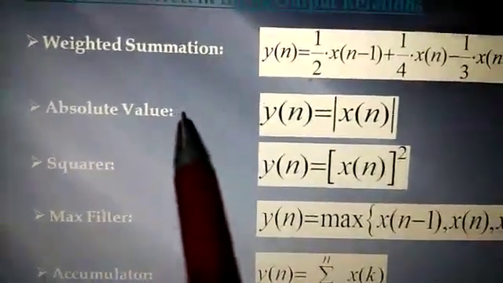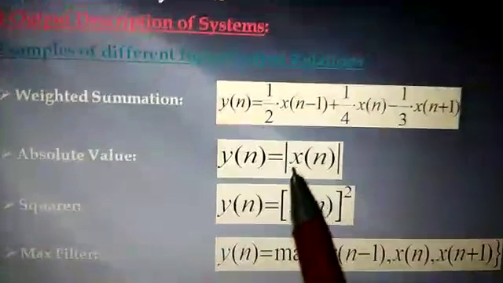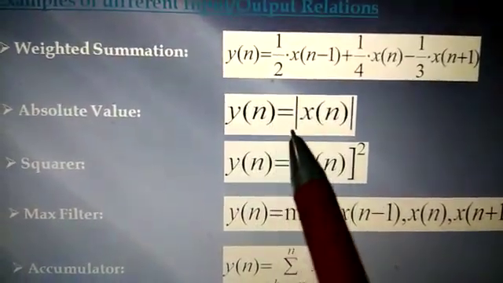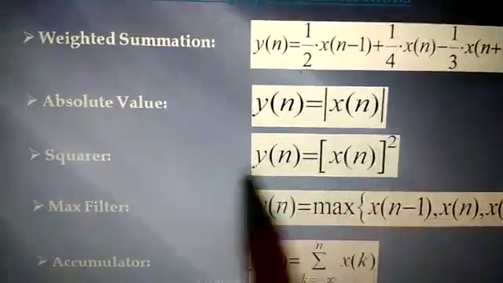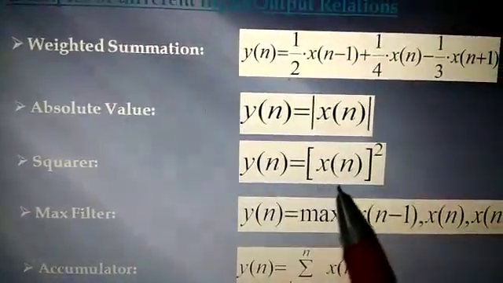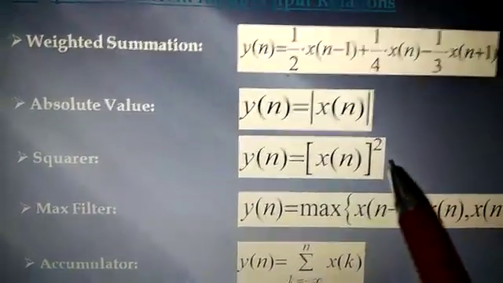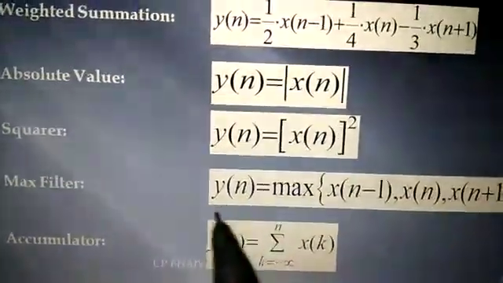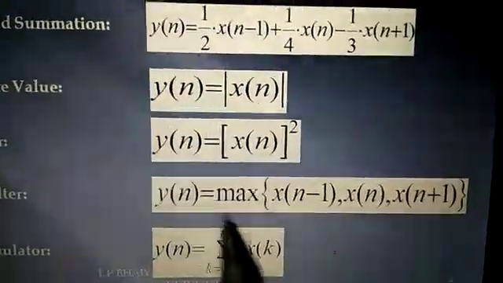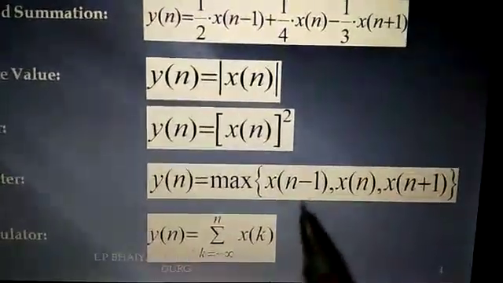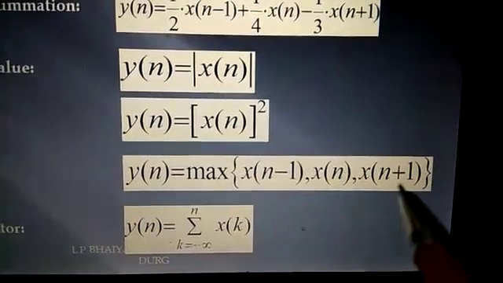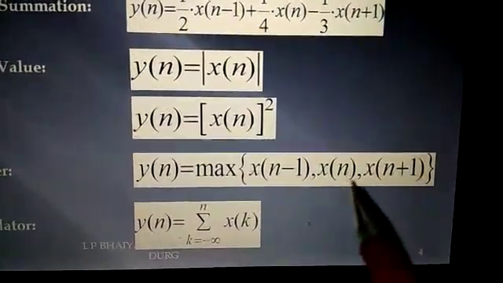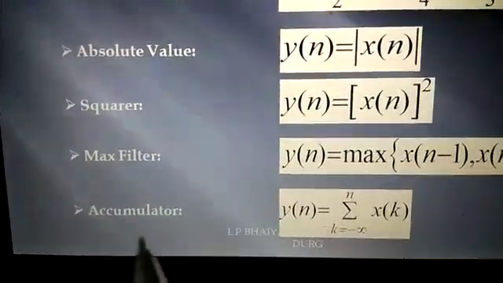Absolute value. Just like in mathematics we represent in terms of the magnitude, similarly in a discrete time system we represent y of n is equal to magnitude of x of n. Then squares, y of n is equal to x of n whole square. Then max filters. Max filters are given by the relation y of n is equal to max of x of n minus 1, x of n, x of n plus 1. Whatever is the maximum will be considered. This is called a max filter. Then accumulators.